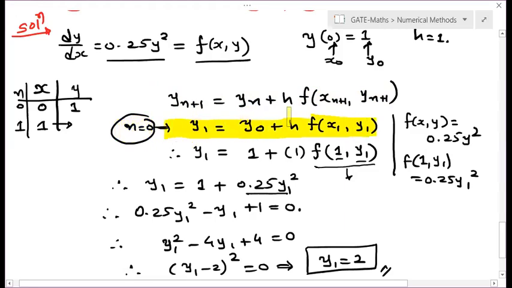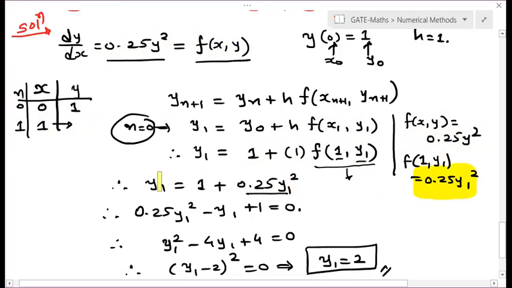This step is clear. Now, what is our y1? y1 is this value that we have to find. What is our y0? y0 is 1. So this is 1. Step size is 1, given in the question. Now f of x1, y1: x1 is 1, y1 I need to find. So 1 and y1. How is f of x, y defined? F of x, y is defined as 0.25 y square. So our x is 1, right? And this is our y1 that we need to find. So this is your 0.25 y1 square.